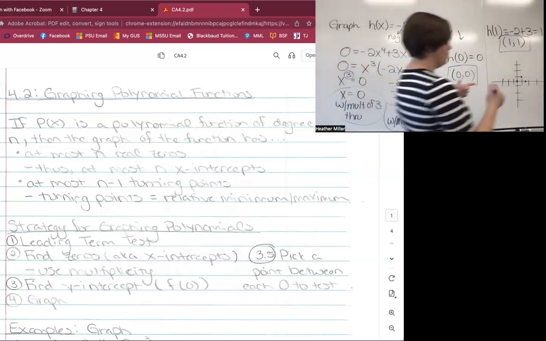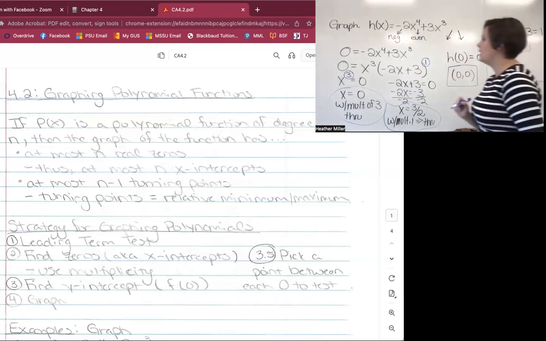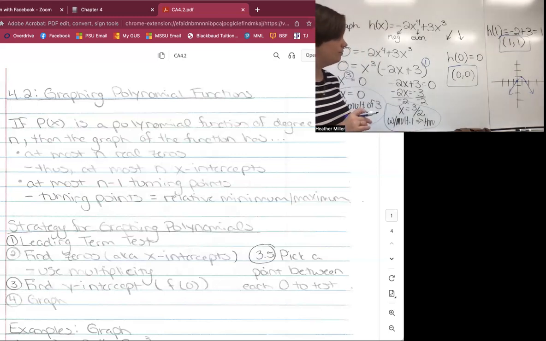I know that at my zeros, based on their multiplicity, I'm going to go through and through. And I also know, based on my leading term test, that my ends go out and down like that. So do you see how we come up and we can connect in the middle to finish off this polynomial? It looks very much like a quadratic. But they're going to get funkier because we're going to have a lot of other stuff going on. But these are the steps we're going to take every time we need to graph a polynomial function.